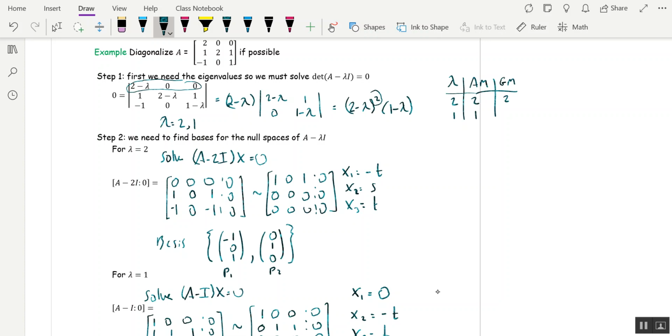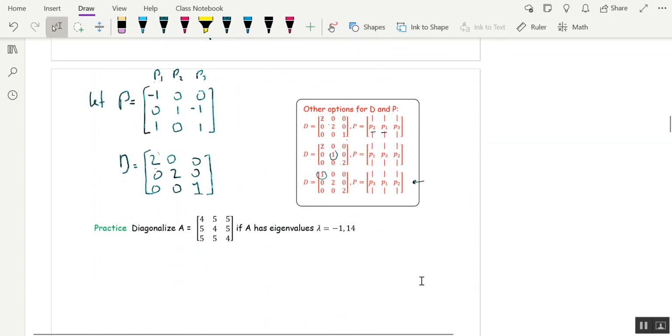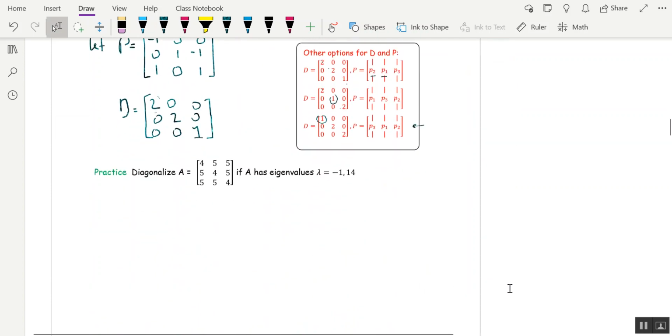All right. And then the smallest the geometric multiplicity can be is 1, because you're always going to have at least one basis vector. So this is going to be 1, which matches the AM. So in each case, the AM matched the GM, which is that theorem I was referring to at the end. Okay, pause and practice. Okay, you're back.